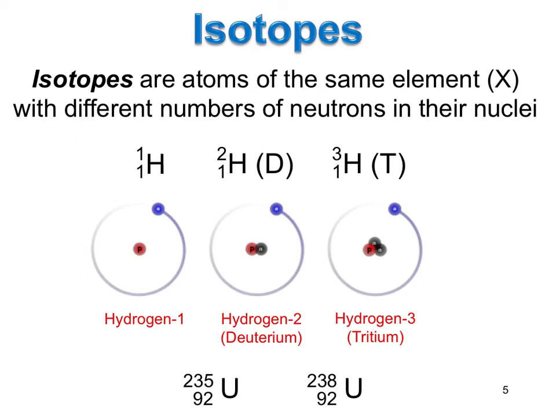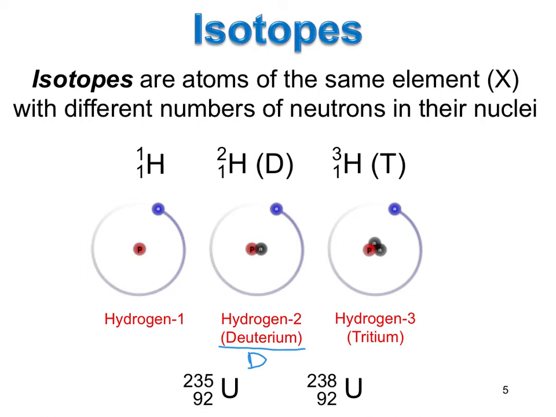The first example is hydrogen. Hydrogen comes in three basic isotopes: hydrogen-1, hydrogen-2, and hydrogen-3. Hydrogen-1 has one proton, no neutrons. Hydrogen-2 has a proton and a neutron, giving it two particles in the nucleus. It's also called deuterium, and it's also given a symbol of D.